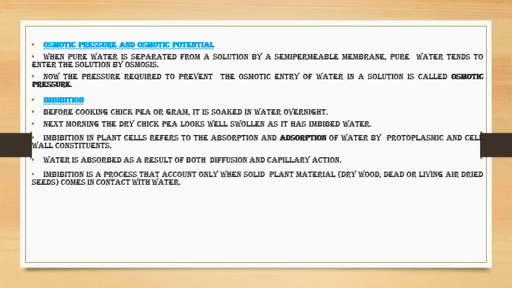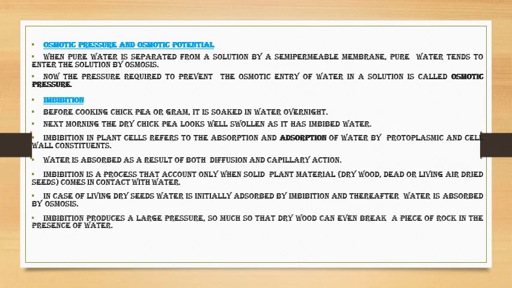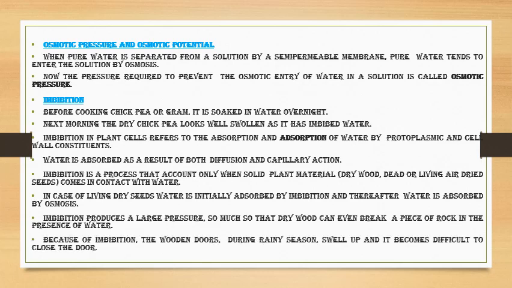Imbibition is a process that occurs only when solid plant material, dry wood, dead or living air-dried seeds come in contact with water. In case of living dry seeds, water is initially absorbed by imbibition and thereafter water is absorbed by osmosis. Imbibition produces a large pressure, so much so that dry wood can even break a piece of rock in the presence of water. Because of imbibition, the wooden door during rainy season swells up and it becomes difficult to close the door.